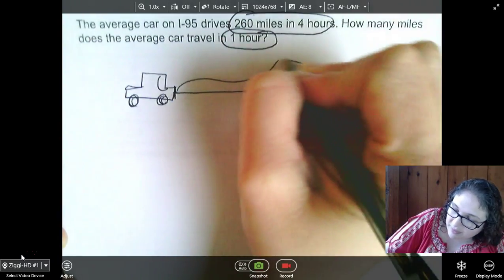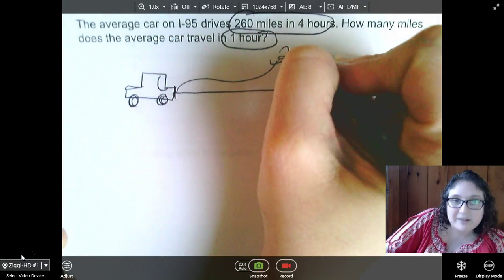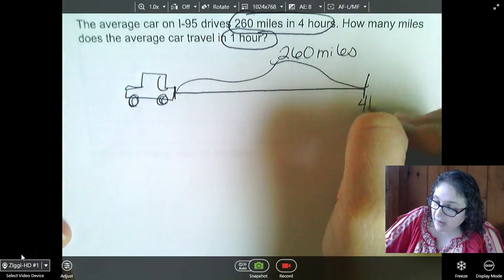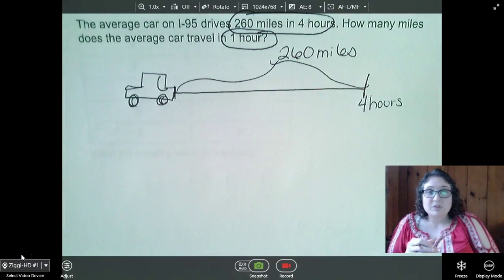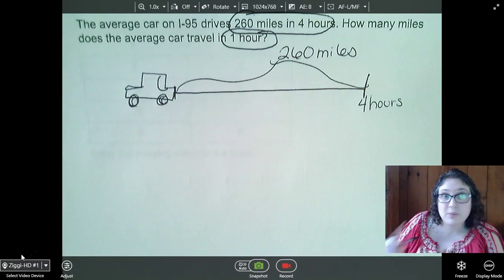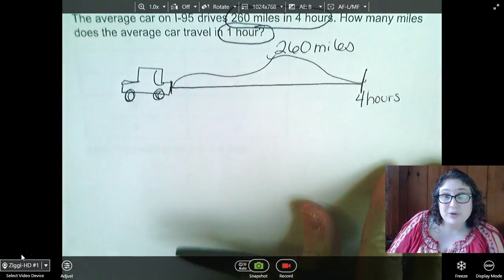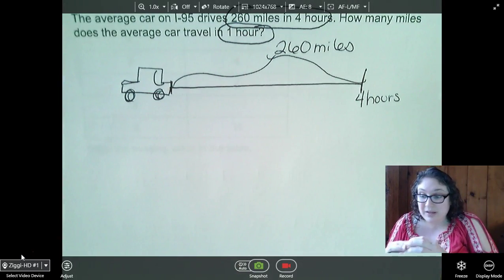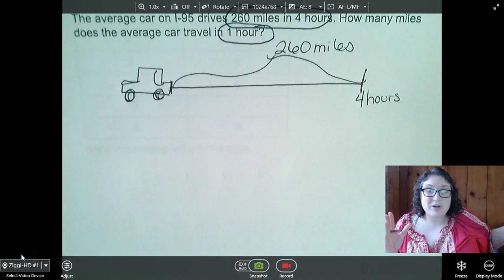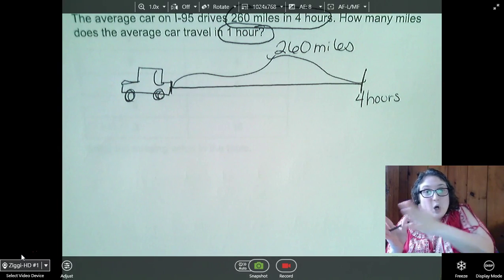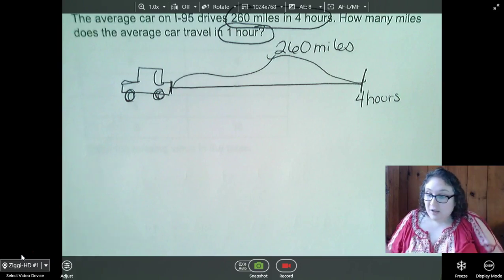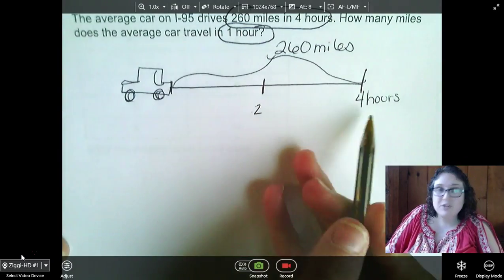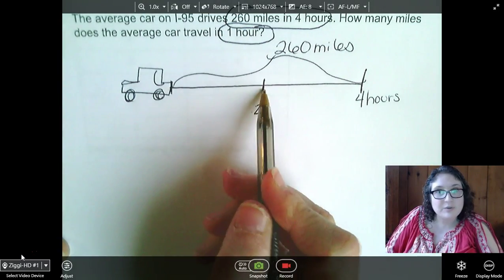From point A to point B is 260 miles. And we know that to get from here, 4 hours passed. So I'm going to show you 2 different ways to do it. If you don't know the way to set up the proportion, this is how you can do it. And this is why a diagram is so important. We know the whole length is 260 miles and the whole length is 4 hours. Well, if I divide it in half, now I know I have 2 hours, right? This section is 2 and this section is 2.